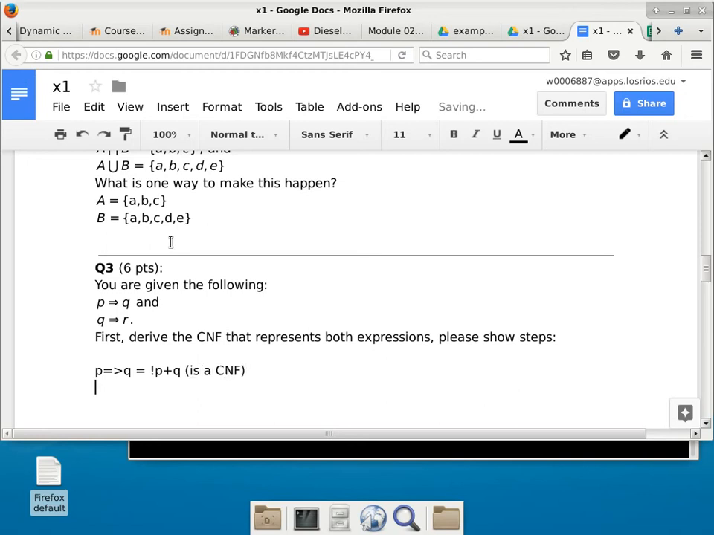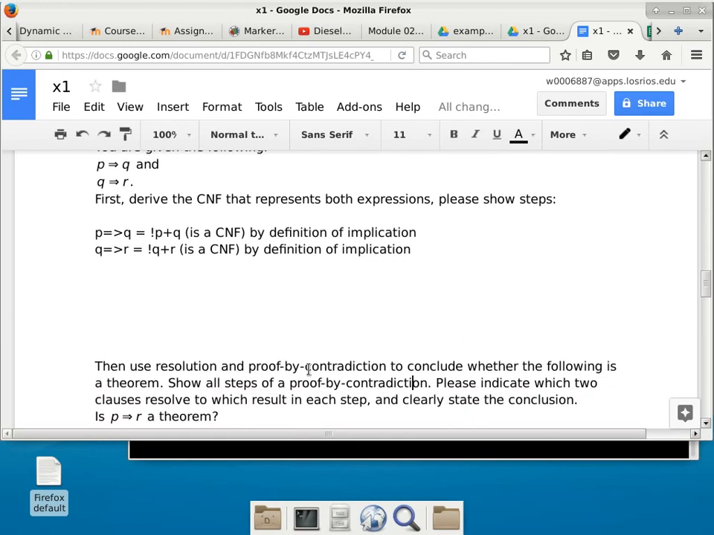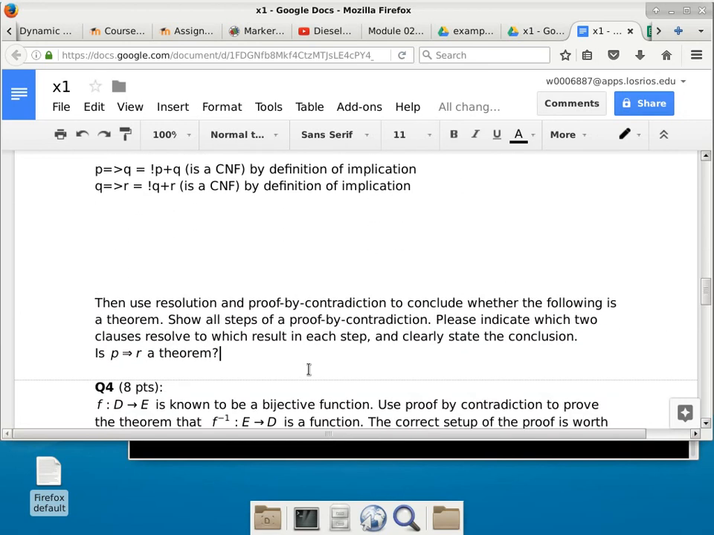And then the same thing with Q. Q implies R is the same thing as not Q or R, and that is a CNF as well. And I have answered the first question, derive the CNF that represents both expressions. If I want to explain it, I can say by definition of implication in both cases. So they're both using just the definition of implication.